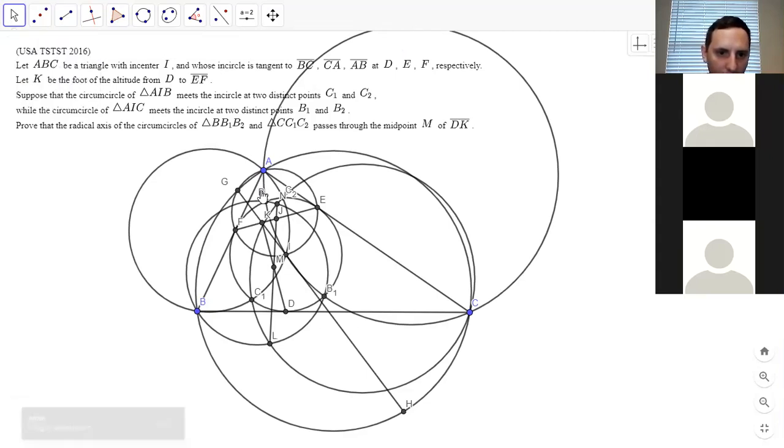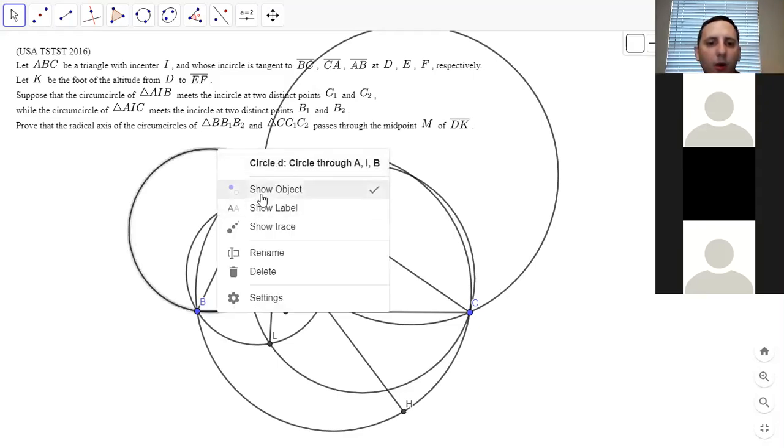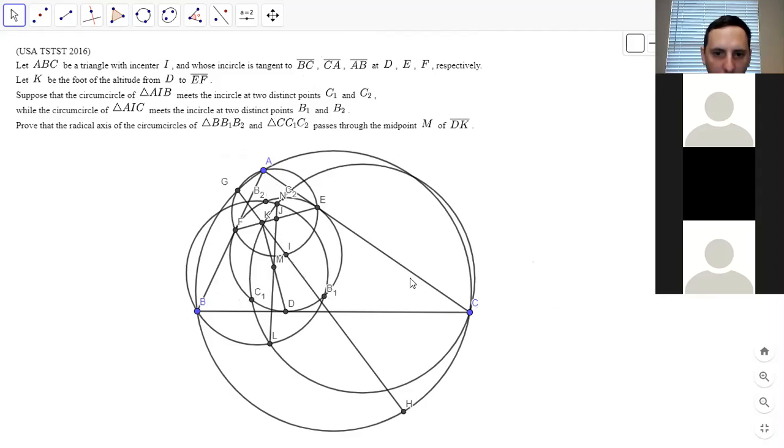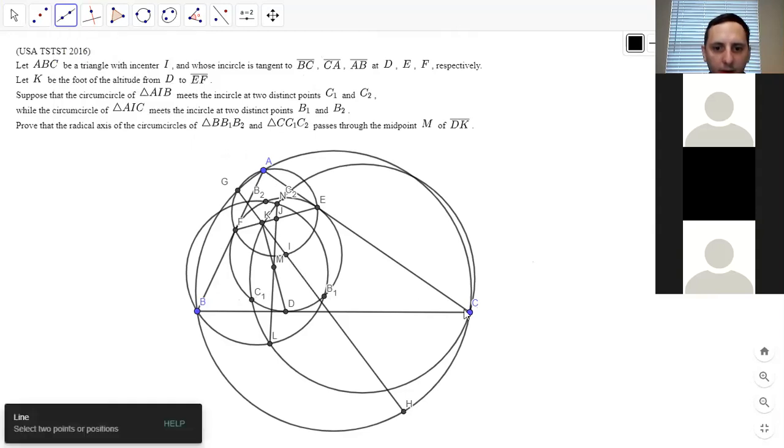Can you hide the circumcircles of AIB and AIC? Yes, although that's kind of how we define B1, B2, C1, and C2, right? Yeah, but we can simply label the excenter, the midpoint of excenter and I. Okay. So hide this. The midpoint of arc AB, you mean? Yes. Okay. It's going to be their centers. Yeah.